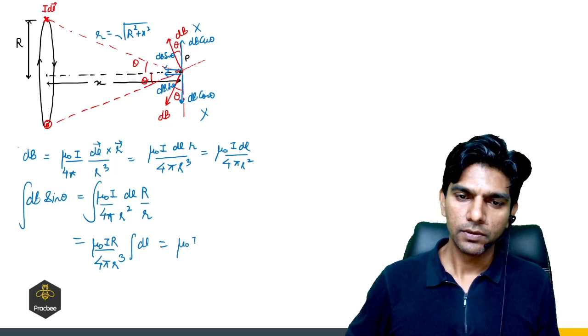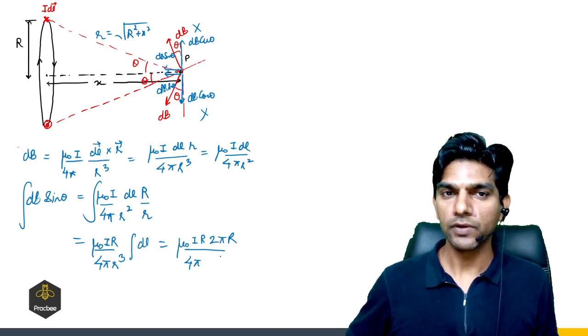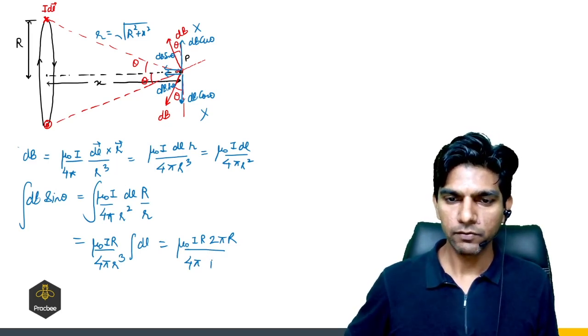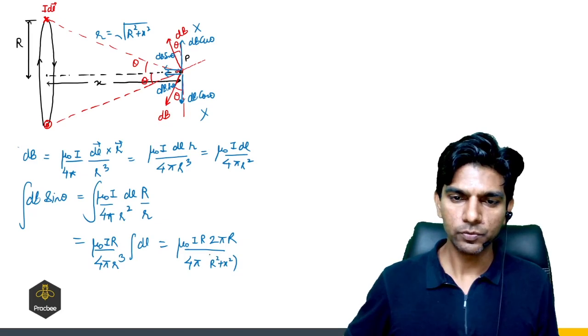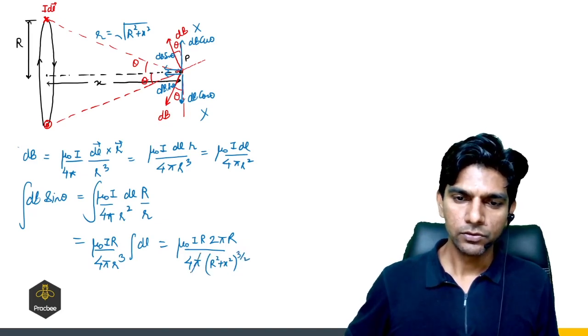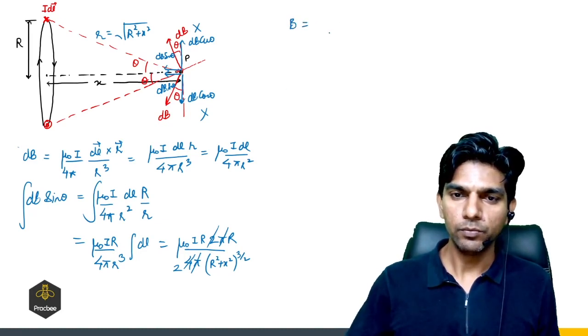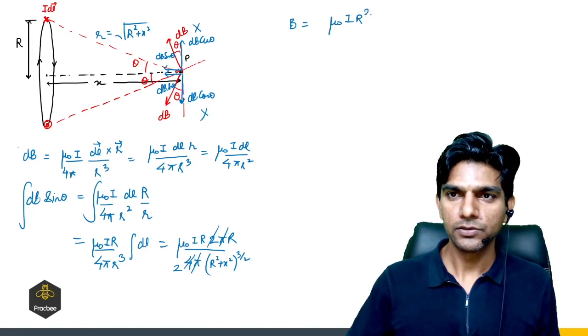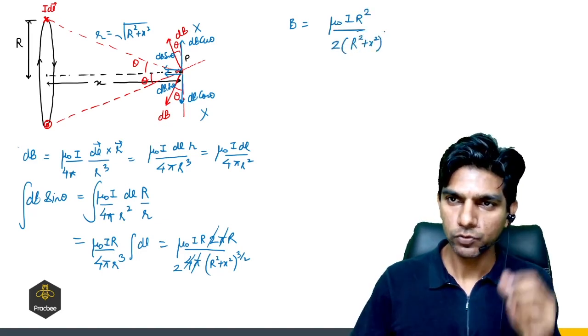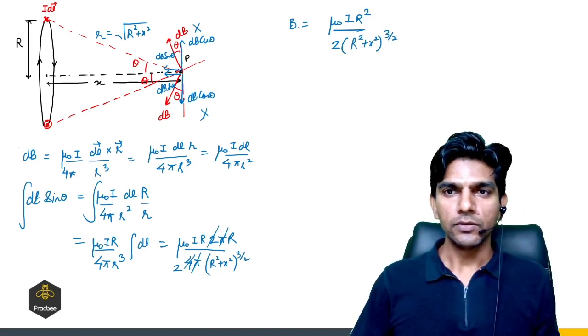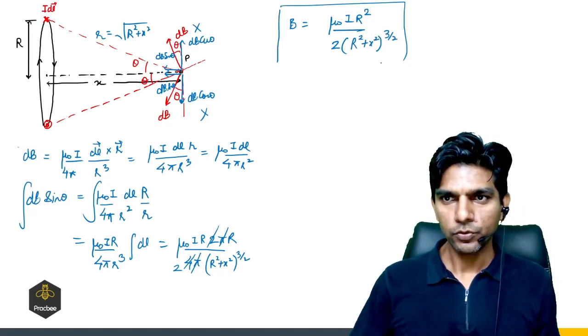So mu naught I R times 2 pi R divided by 4 pi r cube, and r is root of R square plus x square, so that will be R square plus x square raised to power 3 by 2. So this 2 pi will get cancelled with 4 pi, and we'll get 2 in the denominator. So we got our formula, and this is B equals mu naught I R square divided by 2 times R square plus x square raised to power 3 by 2. Now this formula is due to a single coil.